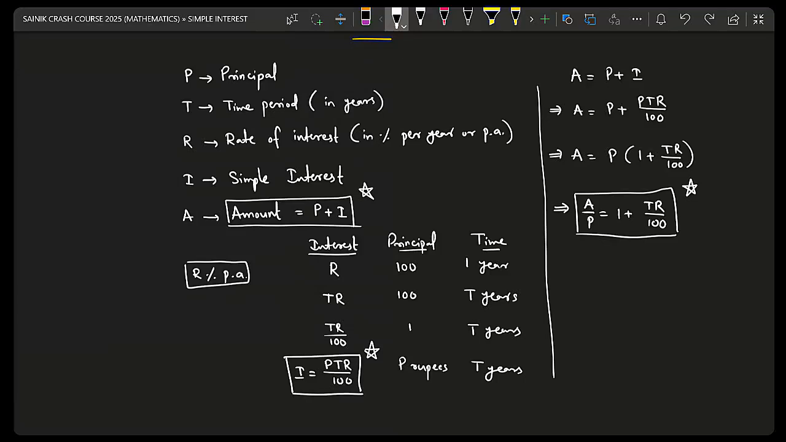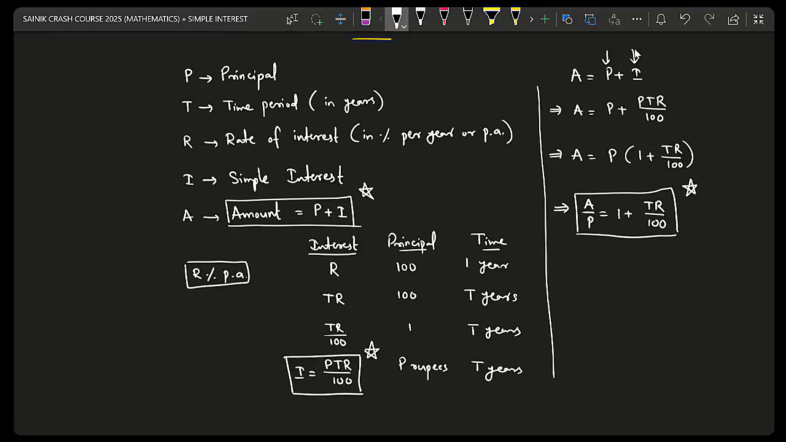Bhuvana, any doubts? Yes, Bhuvana, speak a little bit loudly. Sir, I can't understand A by P is equal to 1 plus TR by 100. Okay, it's very simple. So, what is P, Bhuvana? Principal. Yes, P is the principal, the initial amount borrowed from somebody else. At the end of the time period, we will pay an extra amount. Why are we paying the extra amount? Because in that period of time, we are using that money and the owner cannot use it. That is like a rent.